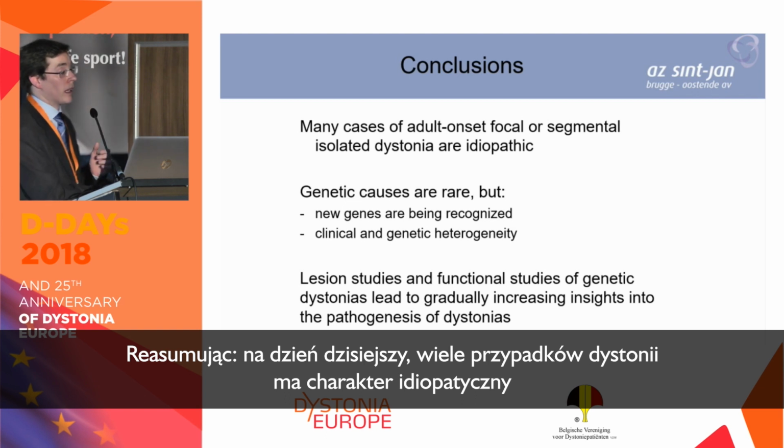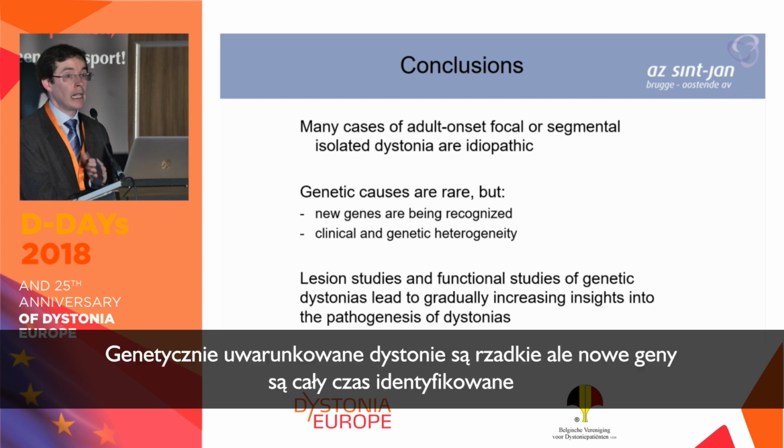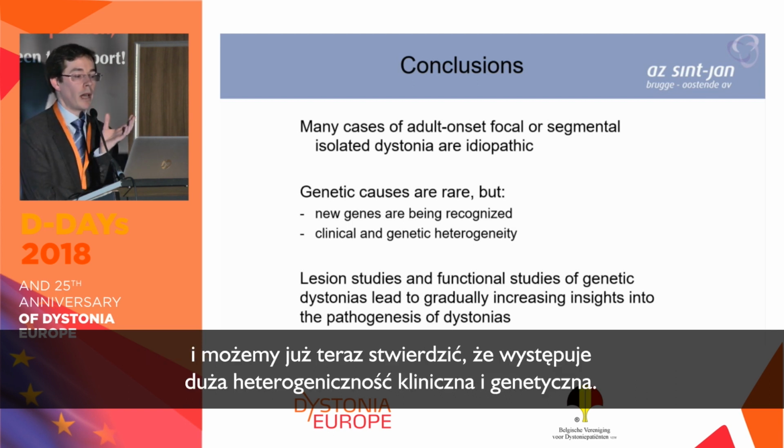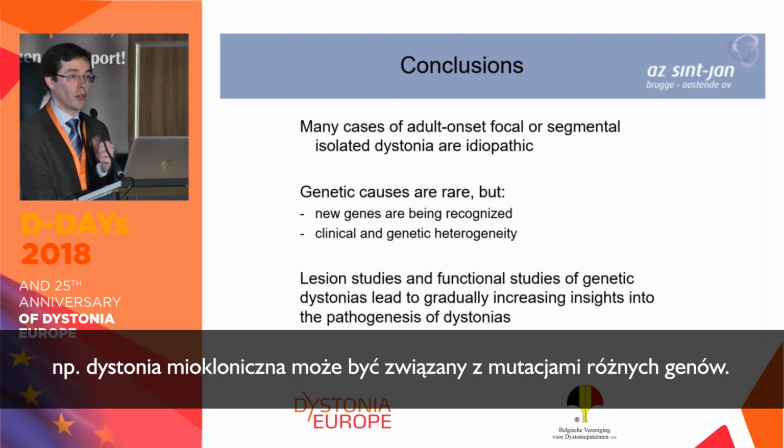So to conclude, still today many cases of dystonia are idiopathic. So in many patients we don't know what's the cause yet. Genetic causes are rare, but new genes are regularly being recognized, and we know that there's quite some clinical and genetic heterogeneity, so that one gene can cause different types of dystonia, and one type of dystonia, like the myoclonus dystonia, can be caused by mutations in different genes.